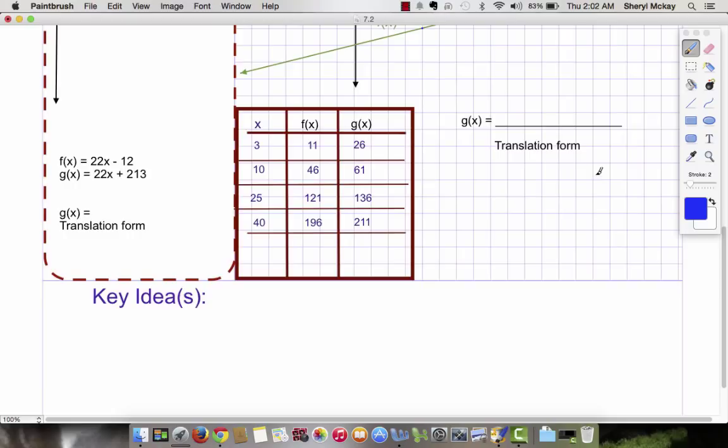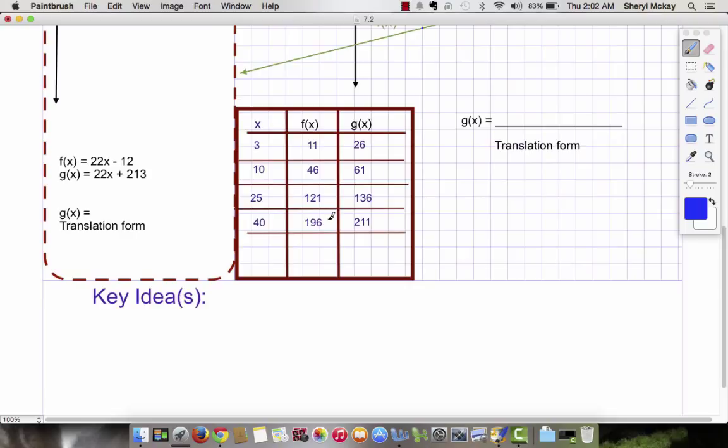All right. The next one. Here I have a table of x, a value of x, and what f of x is for each of those values. When x is 3, f of x is 11. When x is 10, f of x is 46. When x is 25, f of x is 121. When x is 40, f of x is 196.